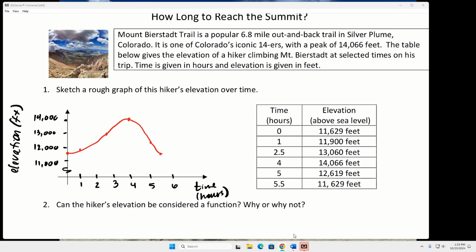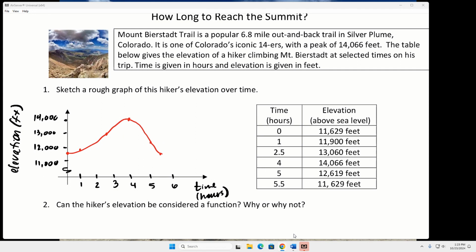Mount Bierstadt Trail is a popular 6.8 mile out and back trail in Silver Plume, Colorado. It is one of Colorado's iconic 14ers with a peak at 14,066 feet. The table below gives the elevation of a hiker climbing, however you say it, at selected times of the trip. Time is given in hours and elevation is given in feet.